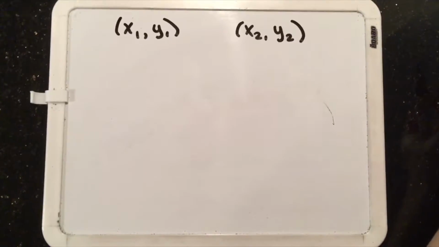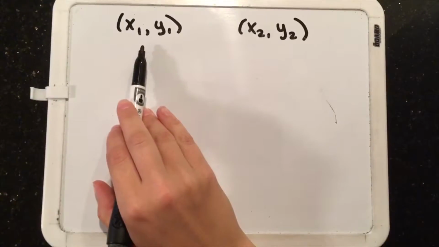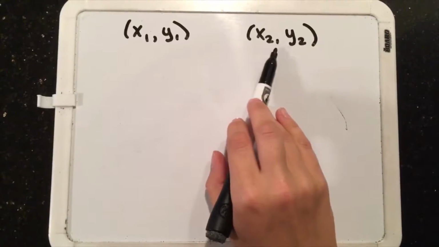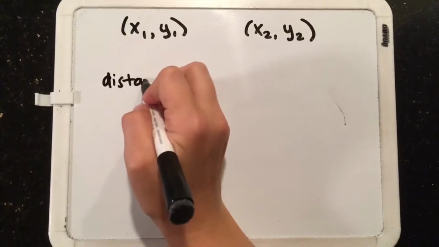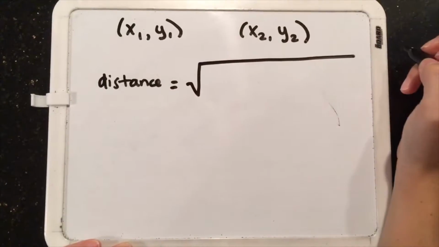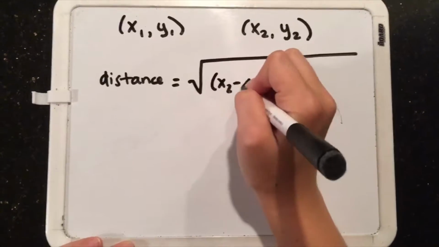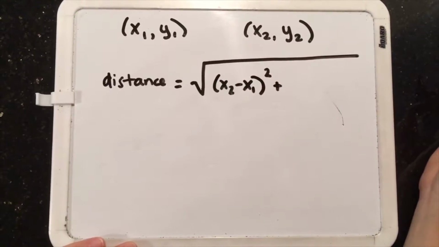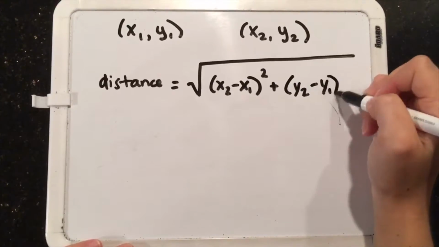Today we are going to be finding the distance between 2 points on a coordinate plane. Consider this point as the first point, x1, y1, and our second point is x2, y2. The distance between these 2 points equals the square root of the difference of the x coordinates, x2 minus x1 squared, plus the difference of the y coordinates, y2 minus y1 squared.